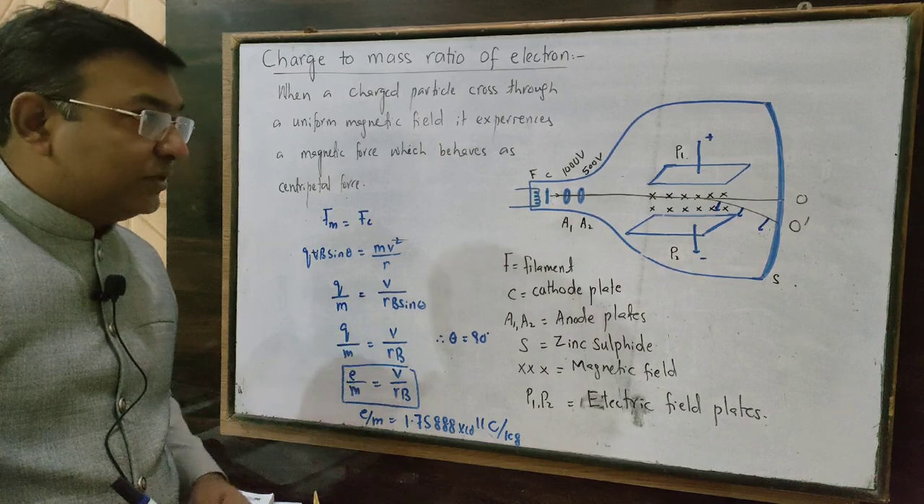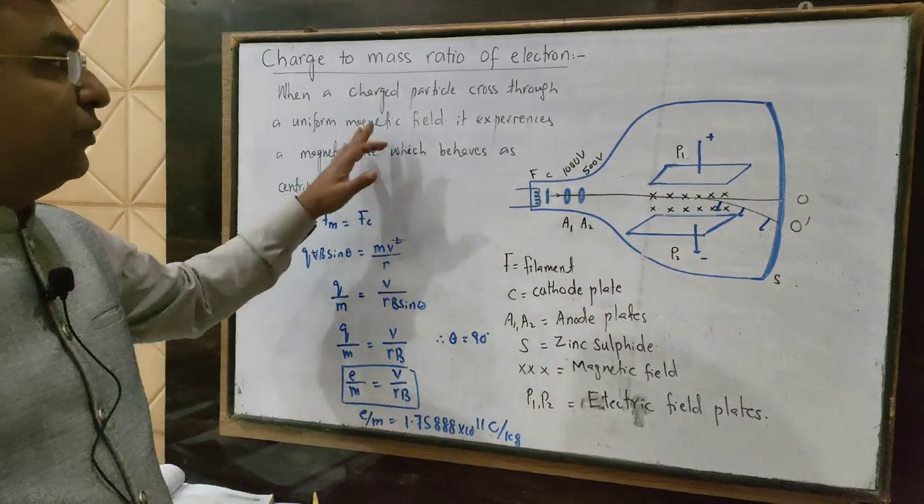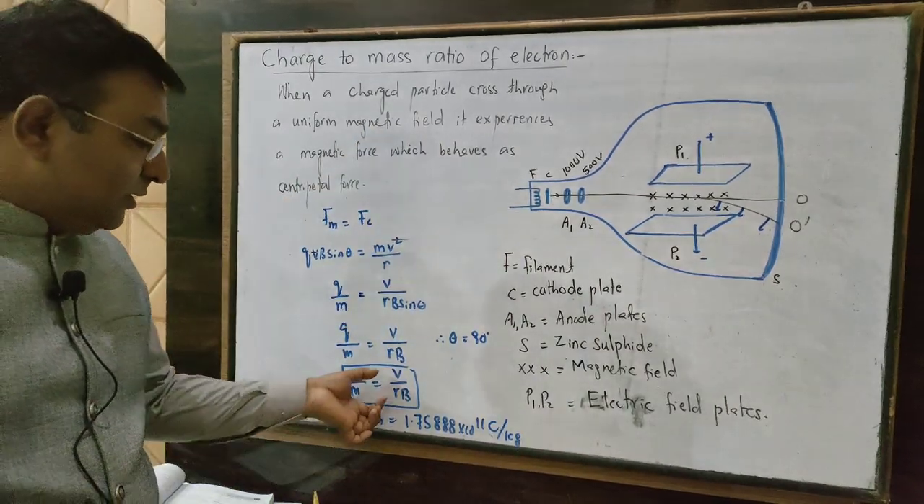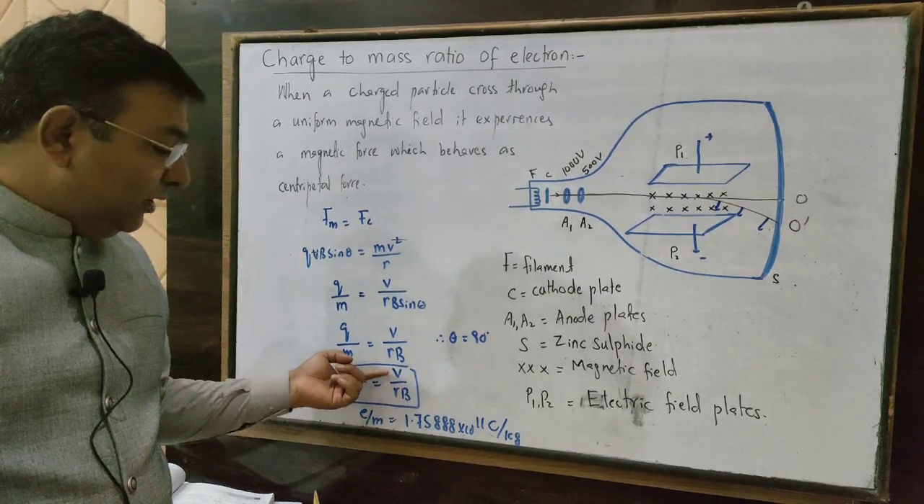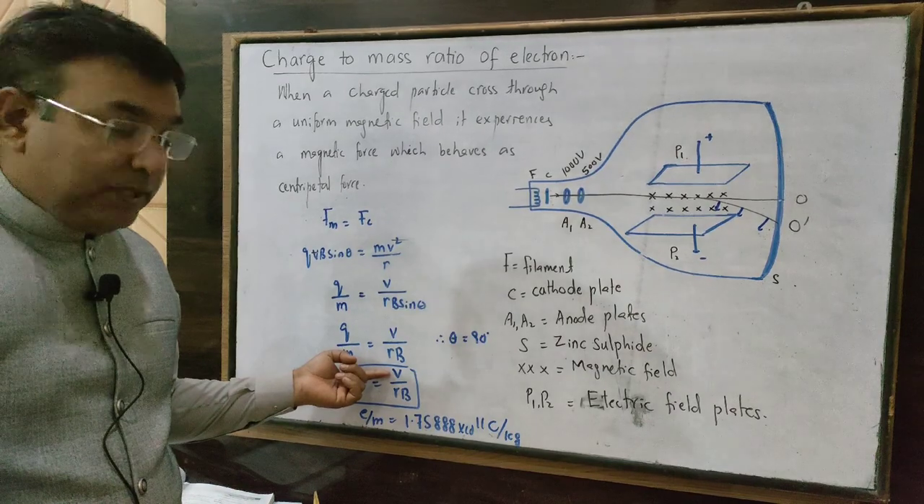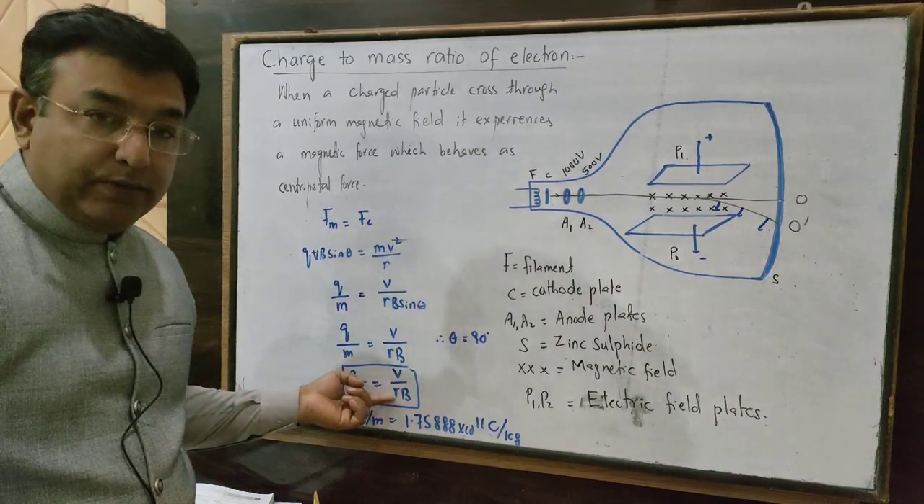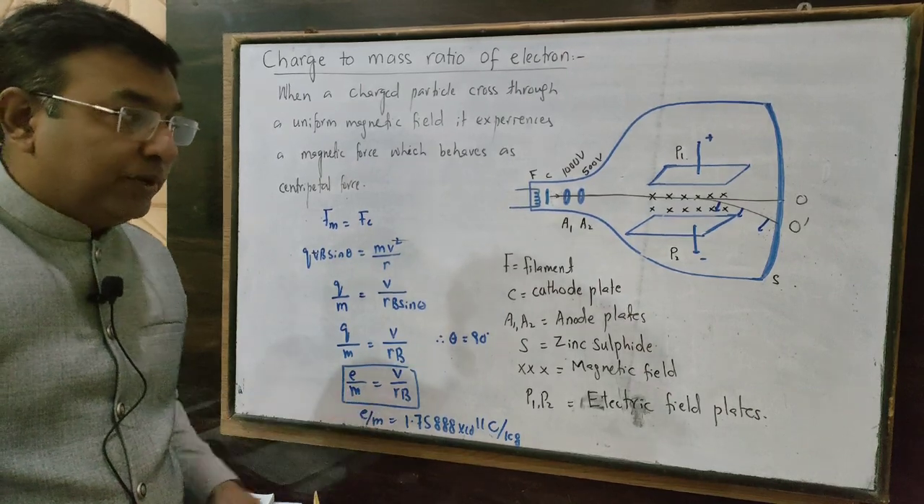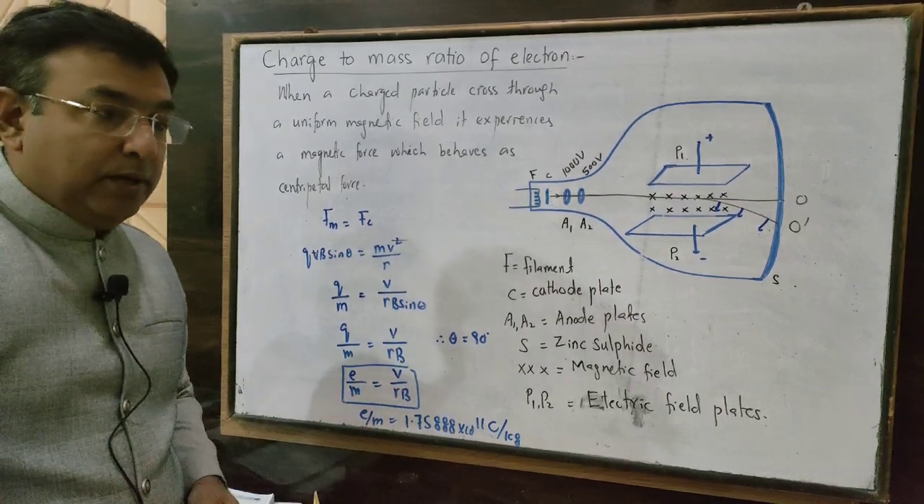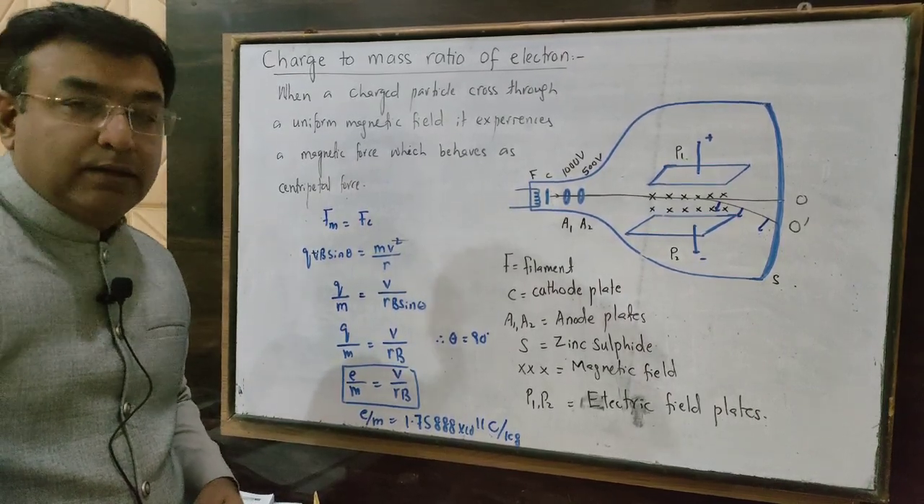So this is the first lecture for the charge to mass ratio of electron, in which we just derived this relation. In other lectures, we are finding two values of velocity and one value for radius. So the charge to mass ratio has three more equations, which will be uploaded in the next lectures.